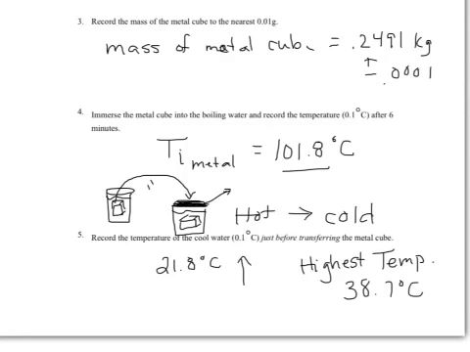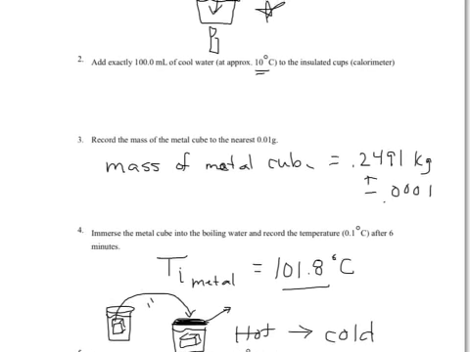One other thing I just want to point out is that it is important that you get exactly 100.0 milliliters of cold water, because if I know it's exactly 100 milliliters and the density of water is 1 gram per 1 milliliter, then I know 100 milliliters of water must be equal to 100 grams. So now you'll be able to answer the questions and complete the lab.